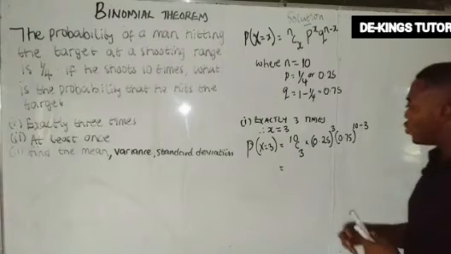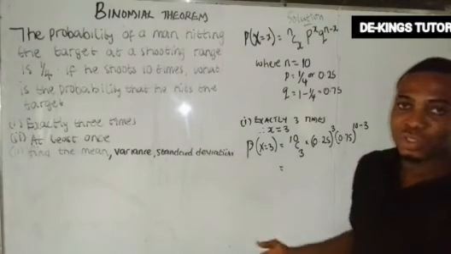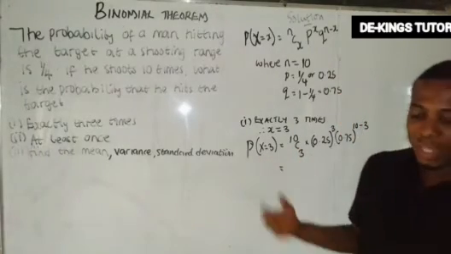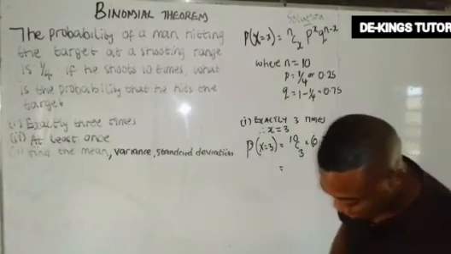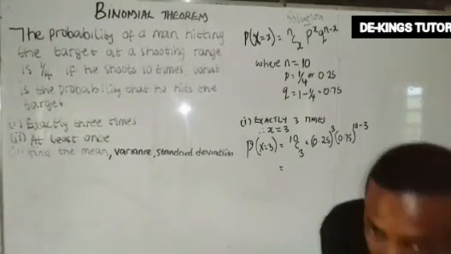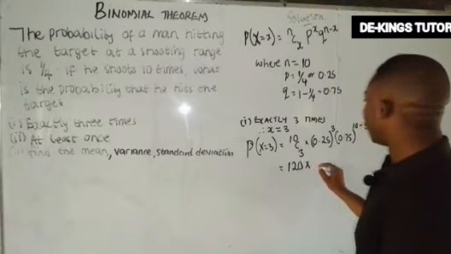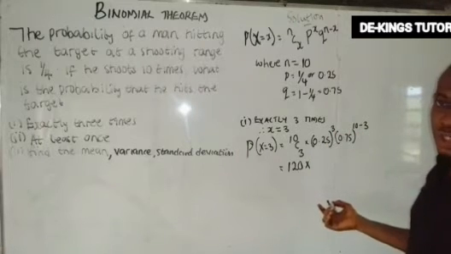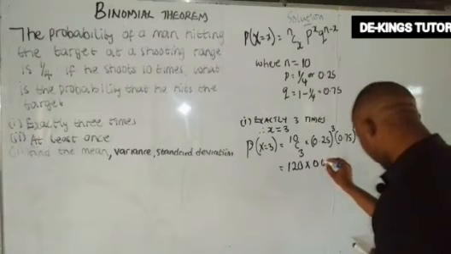If I don't want to do it through the normal formula method, I can use my calculator to get it fast. Using my calculator, 10 combination 3 will give me 120. Then 120 times 0.25 raised to the power of 3, using your calculator also, you have that as 0.01565.